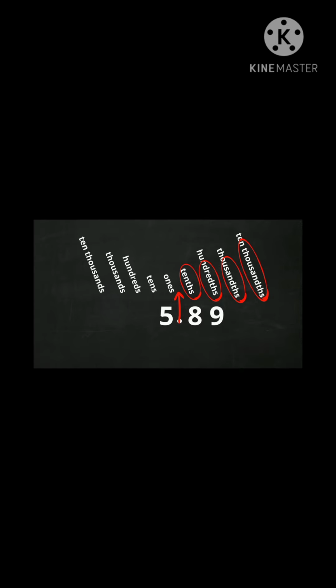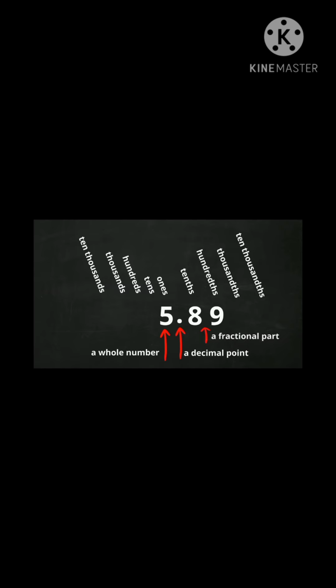A decimal number has 3 parts: a whole number, a decimal point, and a fractional part. To read a decimal, start from the left. Read the part before the decimal point. At the decimal point, say "and," then read the number after the decimal point, and to finish, say the name of the place of the final digit. Remember to add the THS.